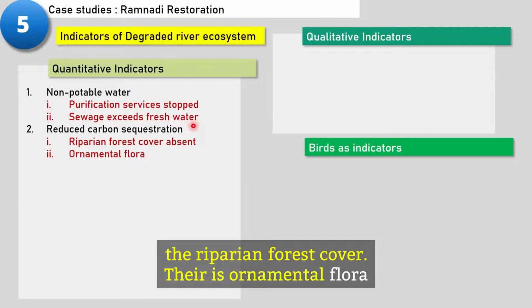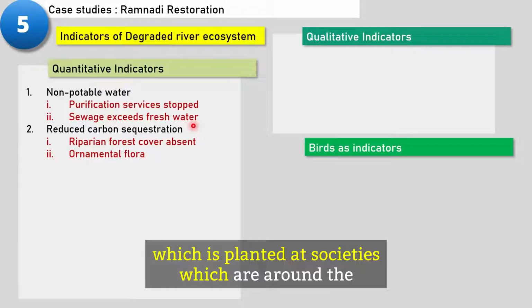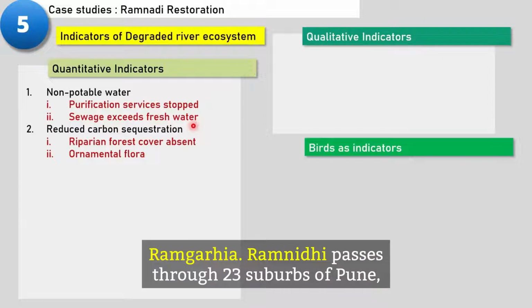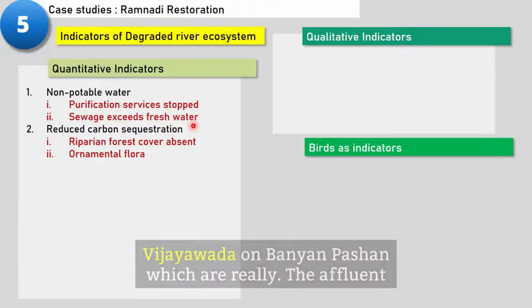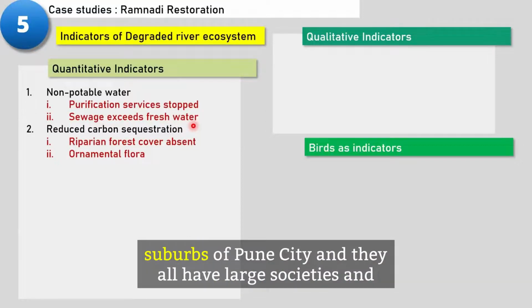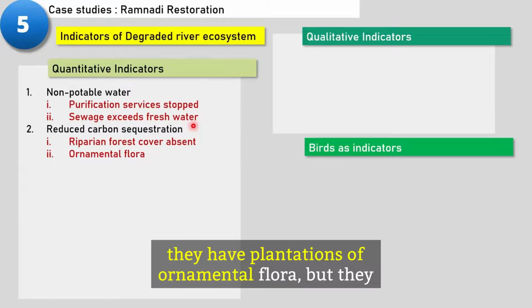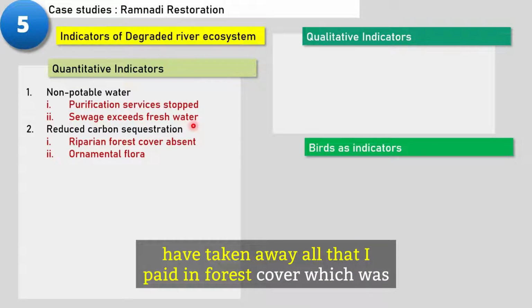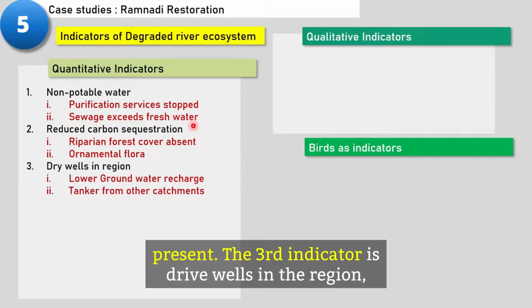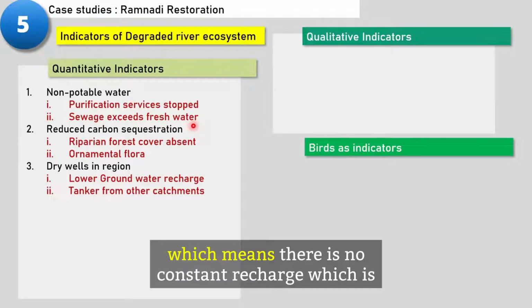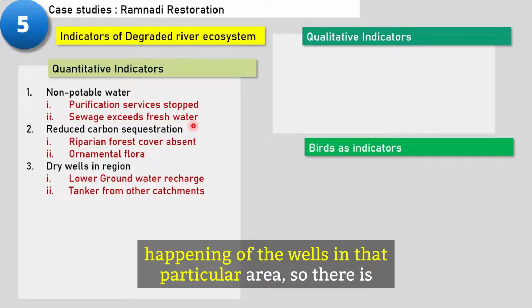There is ornamental flora which is planted at societies which are around the Ram Nadi. The Ram Nadi passes through 2-3 suburbs of Pune, which are Baudhan, Baner, and Pashan, which are really the affluent suburbs of Pune city, and they all have large societies and plantations of ornamental flora, but they have taken away all the riparian forest cover which was present. The third indicator is dry wells in the region, which means that there is no constant recharge happening of the wells in that particular area.